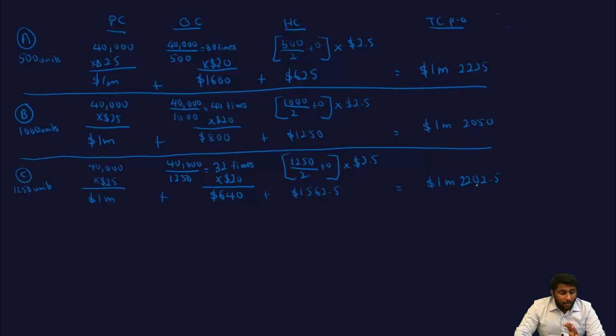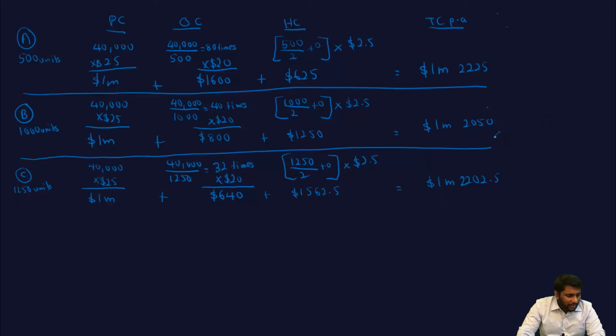$1,202,025. So as of now, which manager has given the best opinion? As of now, manager B has given the best opinion. Why is that? Here, according to manager B, your total cost is how much?